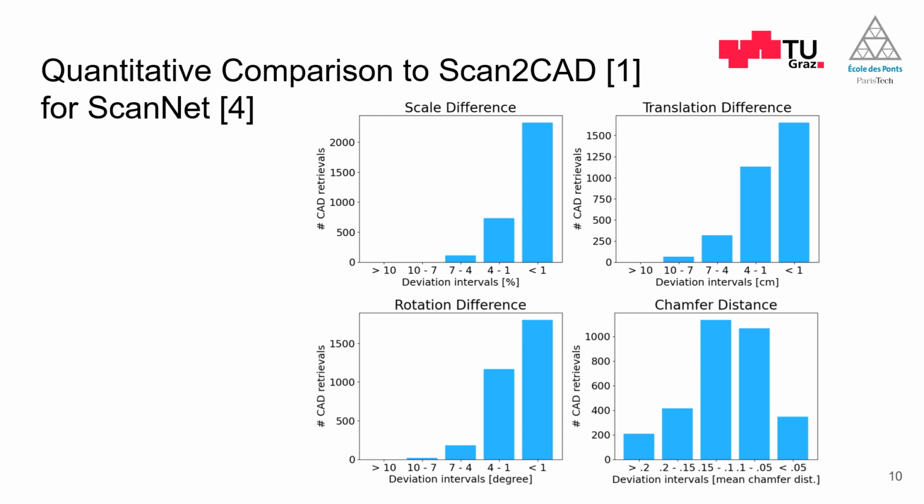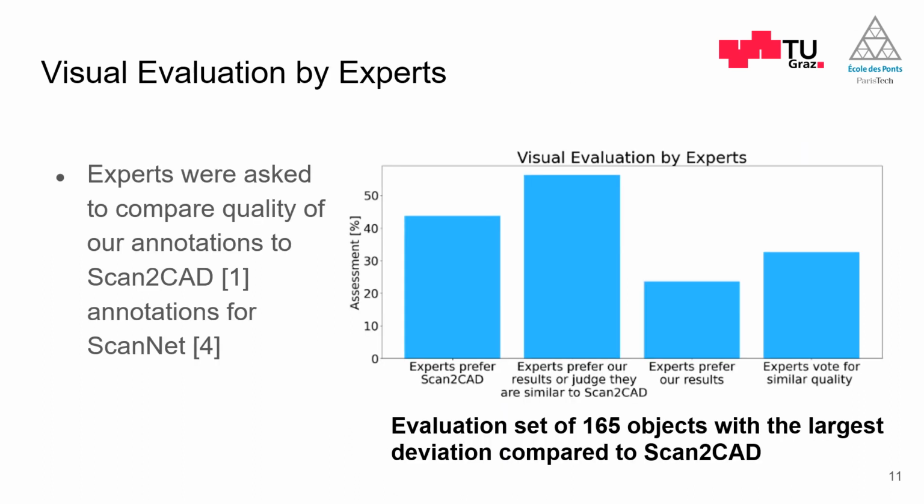We directly compared our automatically generated annotations with the manual annotations from Scan to CAD. For each of our retrieved objects, we calculated the difference of rotation, translation, scale and shape to the Scan to CAD objects. As we can see, the majority of our predicted annotations do have a very small difference compared to the Scan to CAD ground truth, which indicates the high quality of our results.